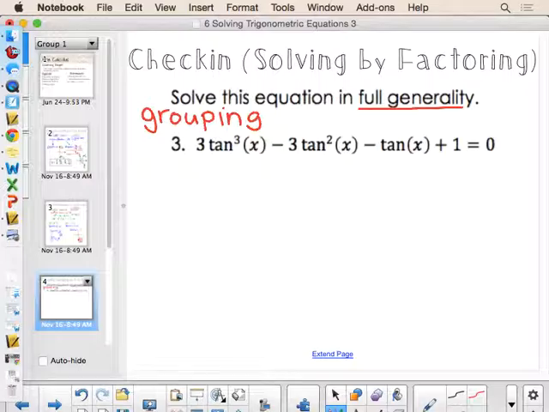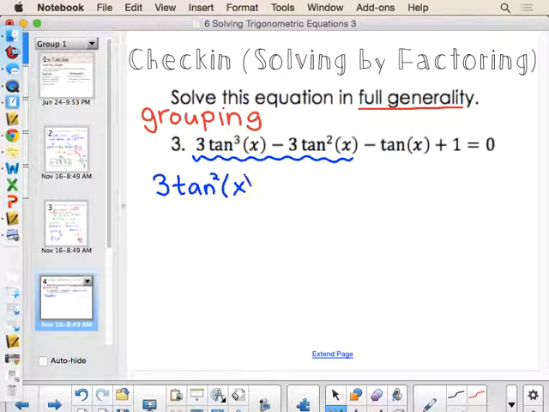So if I'm solving by grouping, I'm noticing that my first two terms look kind of similar, and they have something in common. So I'm going to pair those terms together, and I'm going to factor out what they have in common. Together, they have 3 tangent squared of x in common. And then I would be left with, when I take 3 tangent squared of my first term, I'm only left with tangent of x. When I take 3 tangent squared of x out of my second term, notice he's negative. So I'm left with -1.